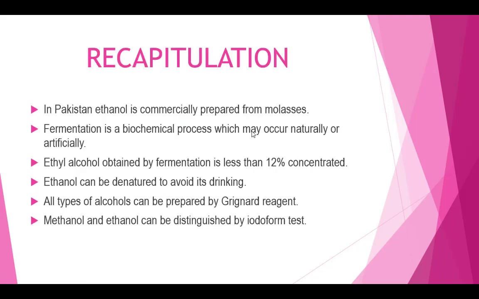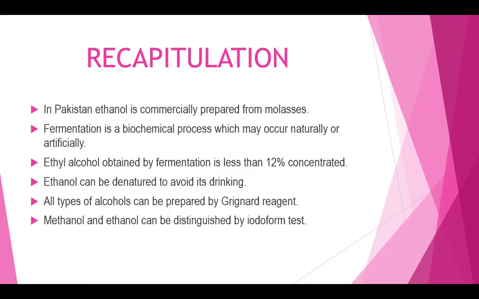Recapitulation. In Pakistan, ethanol is commercially prepared from molasses. Molasses is the residue obtained after the crystallization of sugar. Then fermentation is a biochemical process which may occur naturally or artificially. Fermentation can occur both ways, naturally as well as artificially. Fermentation is a biochemical process that undergoes with the help of enzymes that are secreted by microorganisms, especially yeast.